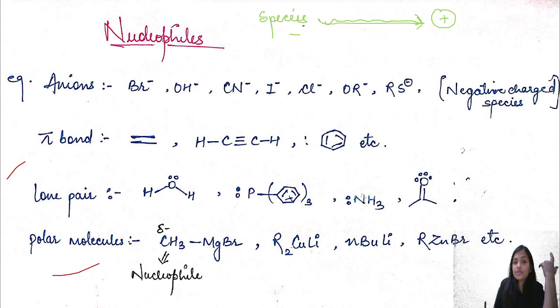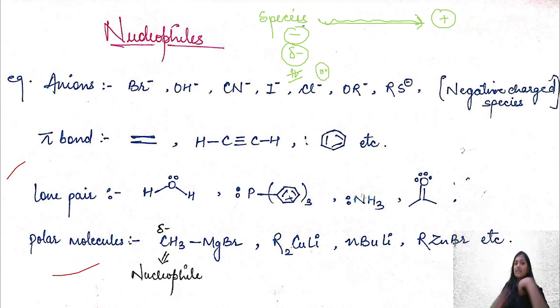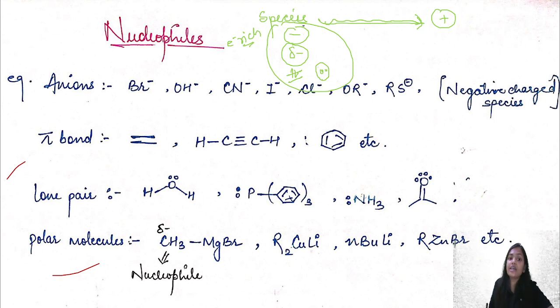Any species which has a complete negative charge, any species which has a partial negative charge, because opposites attract, any species bearing a pi bond, whether the pi bond is of a double bond, triple bond, or of a benzene, or anything, or any species having a lone pair of electrons. So if these species are electron rich, they will run towards positive. And because they are running towards the nucleus, they are said to be nucleophilic in nature.